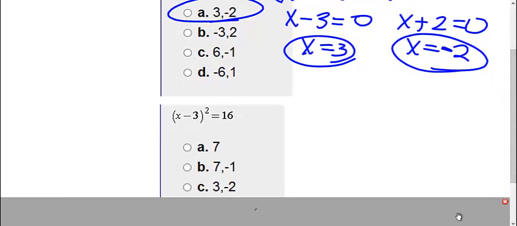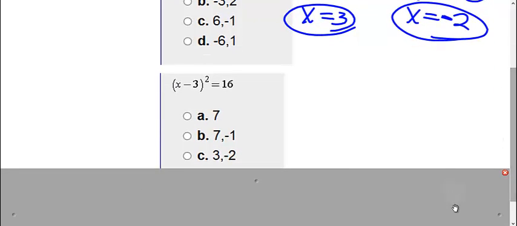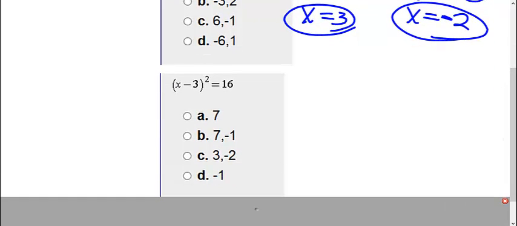This second equation, the easiest way to solve this would be through solving by squares, or the square root method, because I have a square here. So for me to get rid of that squared, I'm going to take the square root of both sides. That cancels that out, so I'm left with x minus 3. On this side, when I take the square root of 16, it's going to be plus or minus 4. Don't forget your plus or minus 4.